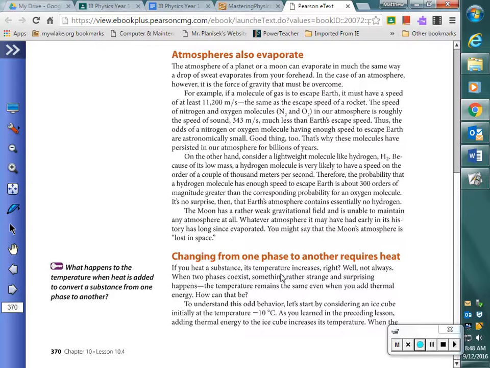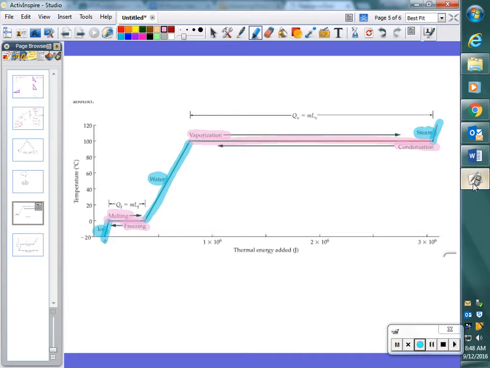Changing from one phase to another also includes heat. Well, that's true. Heat is an increase in energy, right? But temperature is the average kinetic energy of those particles. So when we see a section like this, like the pink ones on this heating curve, energy is being added, but the average kinetic energy of those particles is not changing.